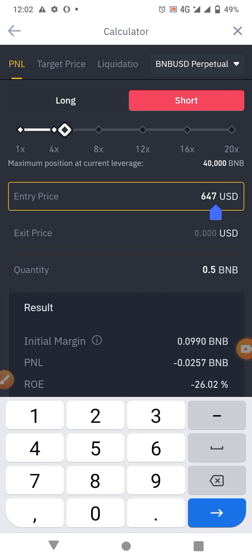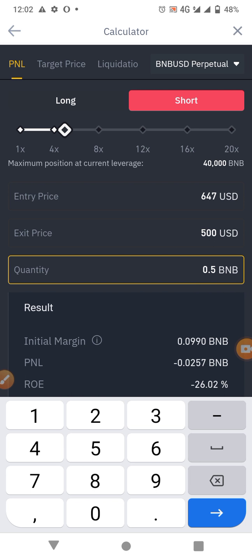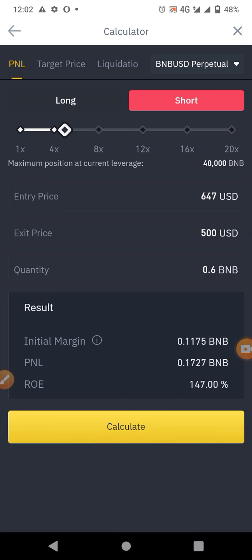Now BNB is at $647. I believe BNB will fall to around $500. But God forbid, though, some of us are holding BNB. So I believe BNB will fall to around $500, and I want to trade around 0.6 BNB. Let me calculate it. Wow. As you can see, my leverage is small.